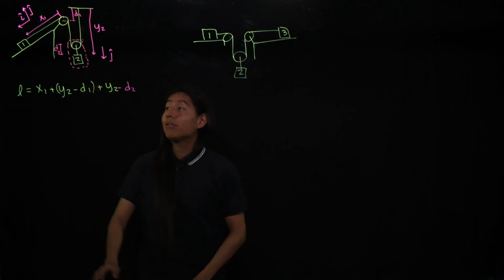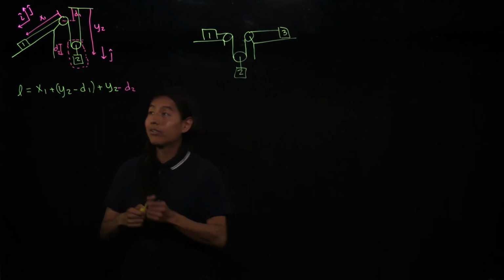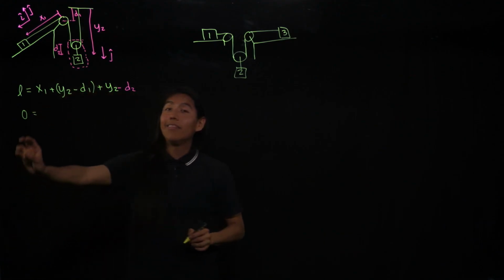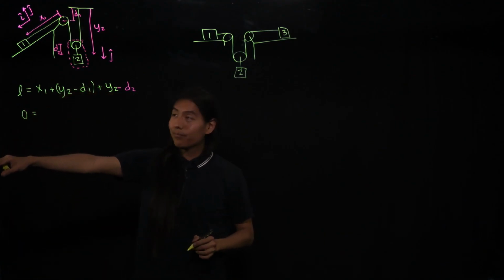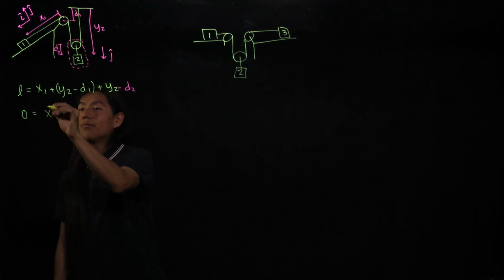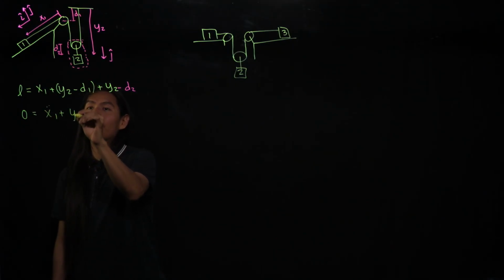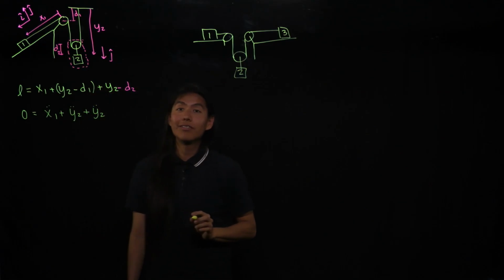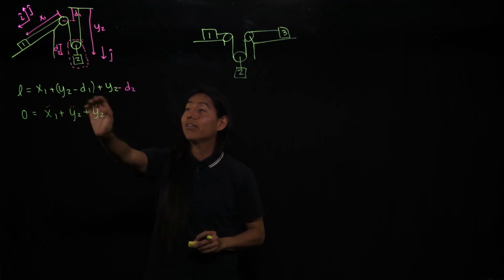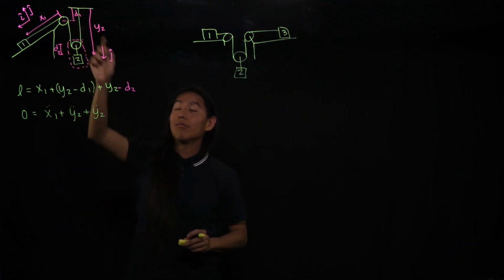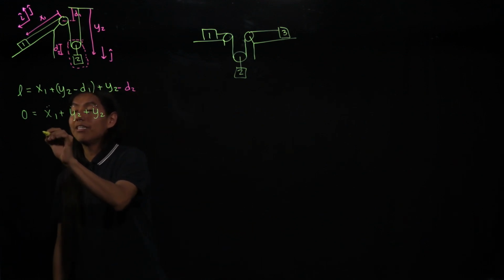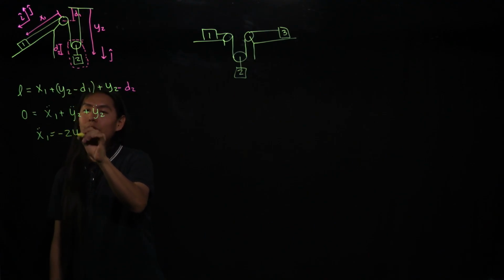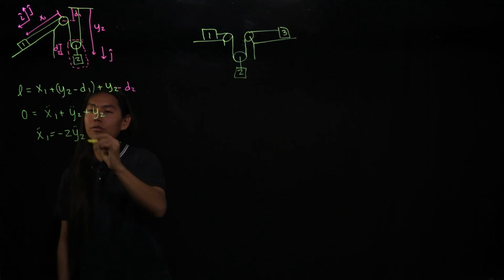But again, we have this equation for the length of the rope. To get the constraint equation, we take a time derivative, or two time derivatives. So the left-hand side goes to 0. And what we have is x double dot 1 plus y double dot 2 plus y double dot 2 is equal to 0. I get two pairs of y double dot because, again, this thing has a wraparound to it. So my constraint equation reads that x double dot 1 is equal to minus 2 y double dot 2.